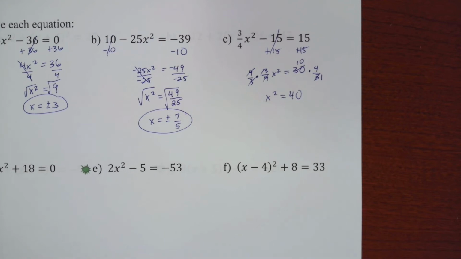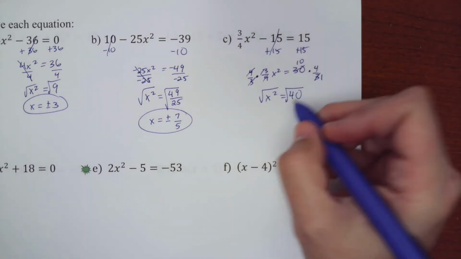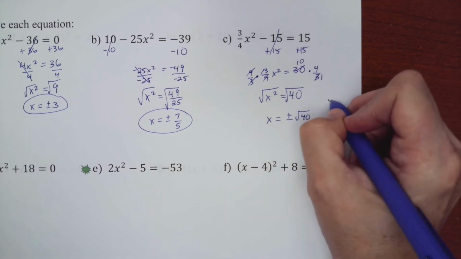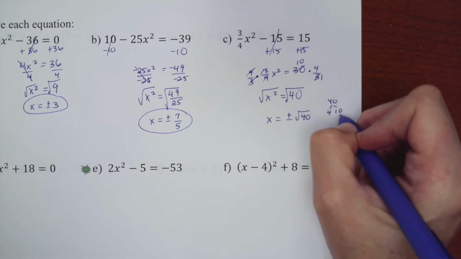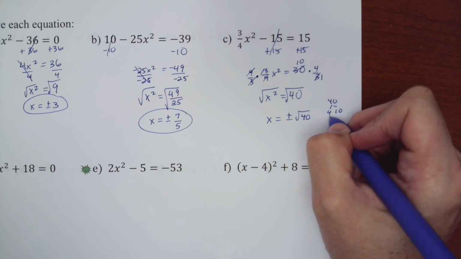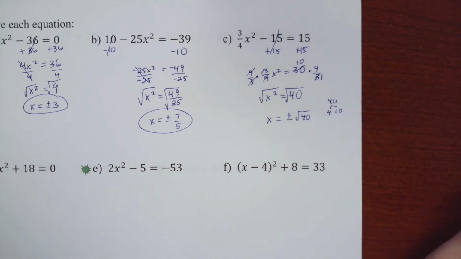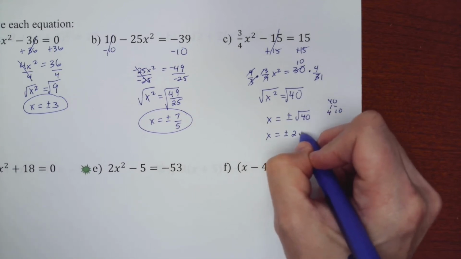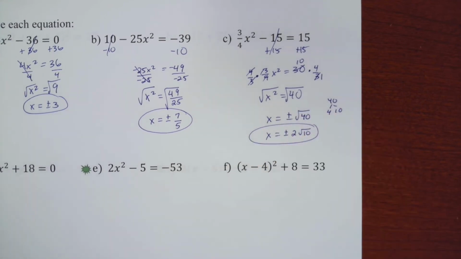So it's all cleaned up now. I'm ready to apply my square root. So x equals plus or minus square root of 40. Now 40 is 4 times 10, so the square root of 4 is 2. 10 is not going to reduce, it reduces to 5 and 2, so we get x equals plus or minus 2 radical 10. That would be my final answer.